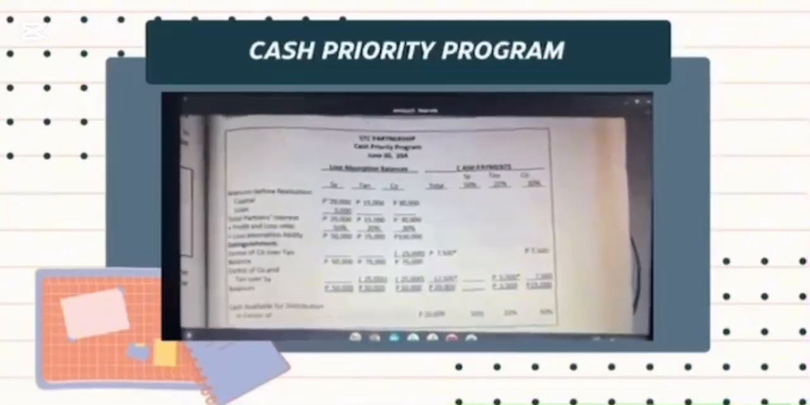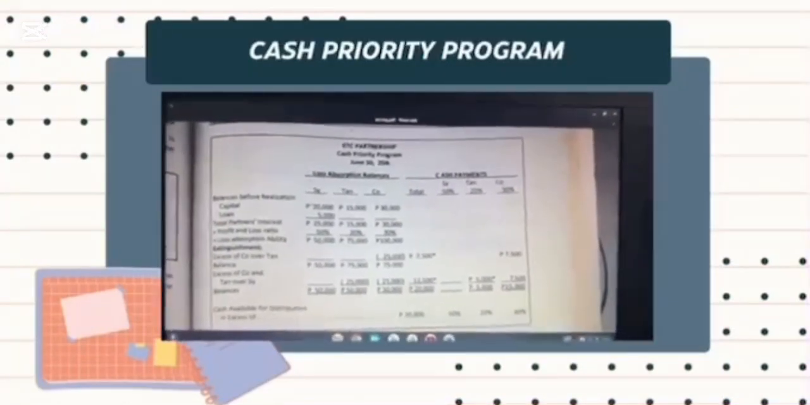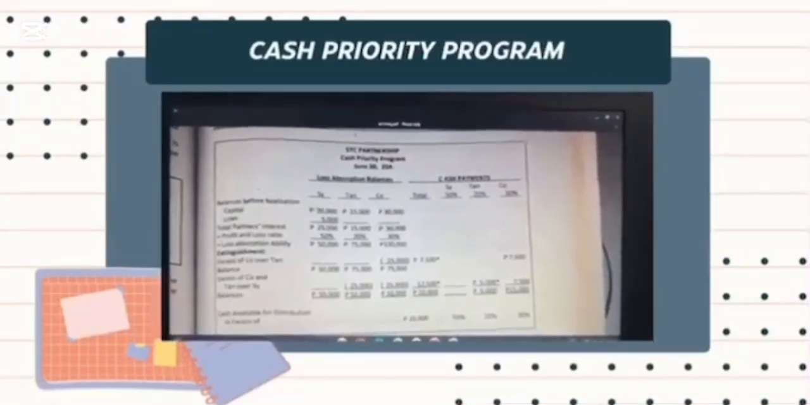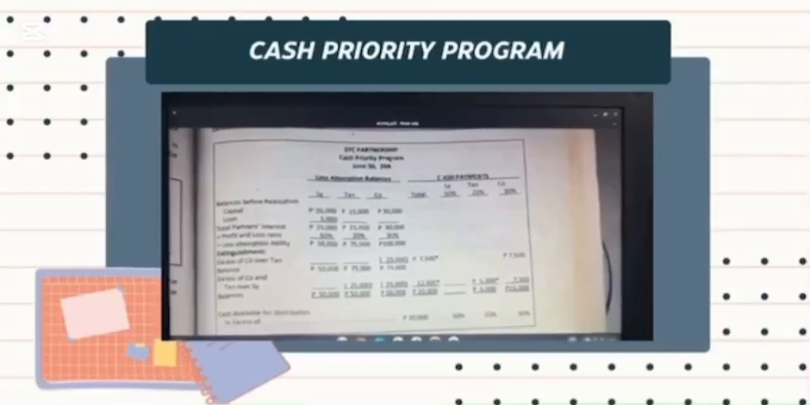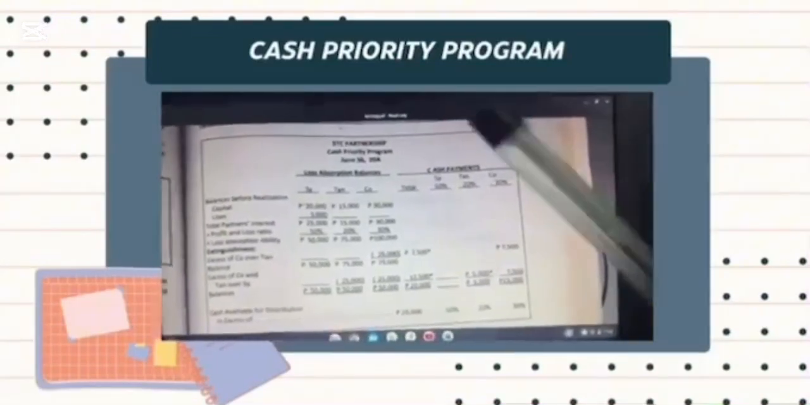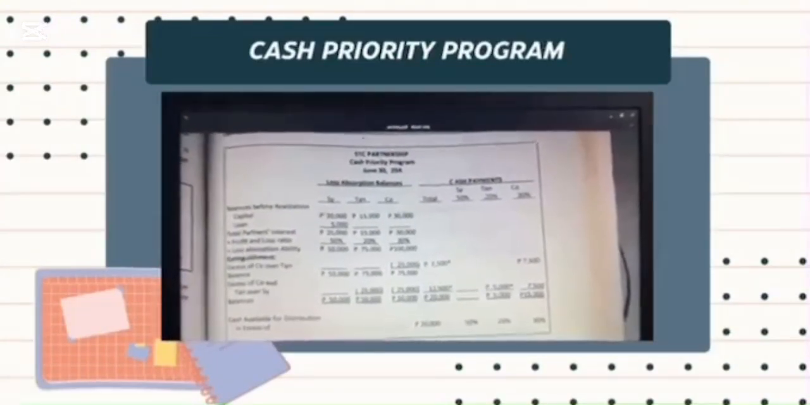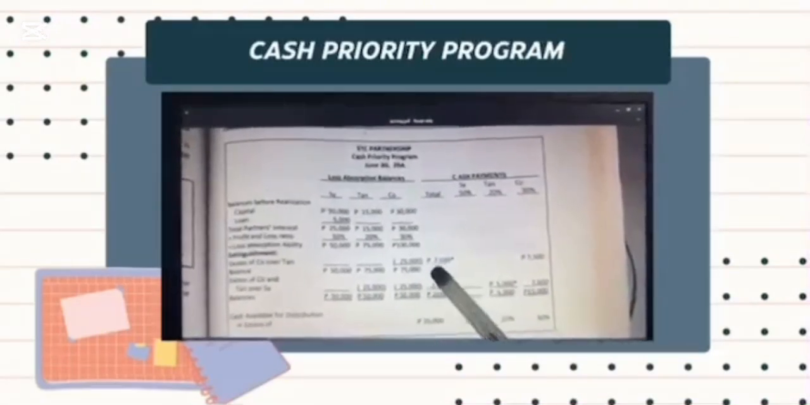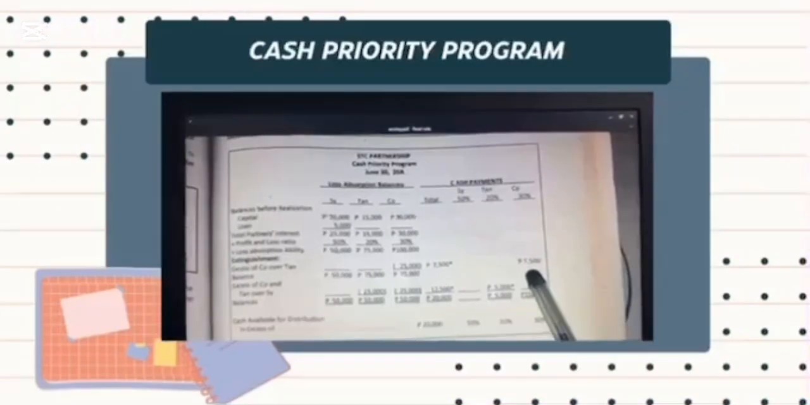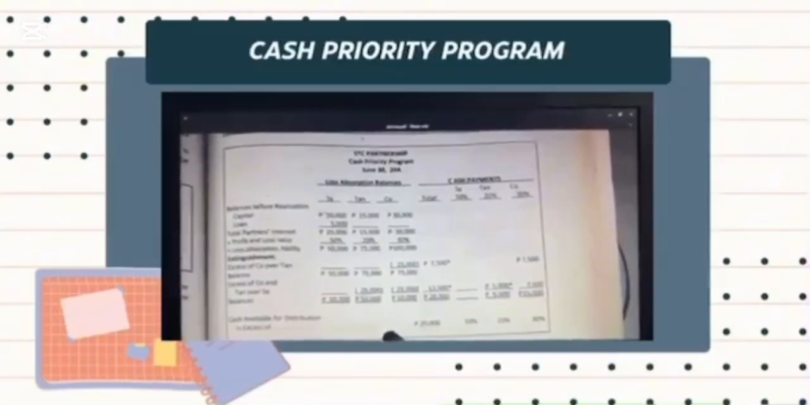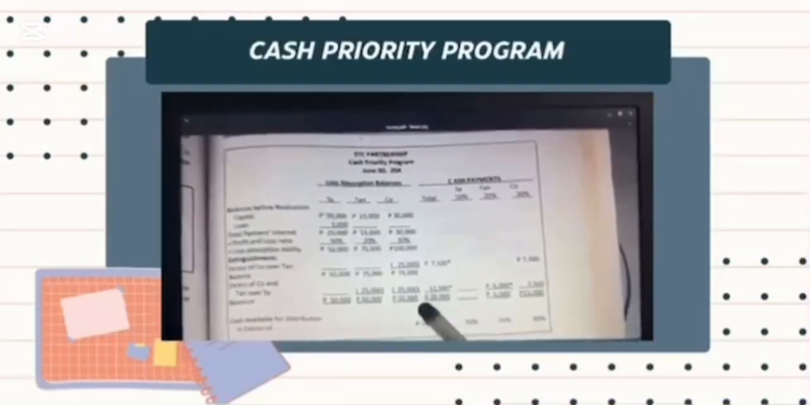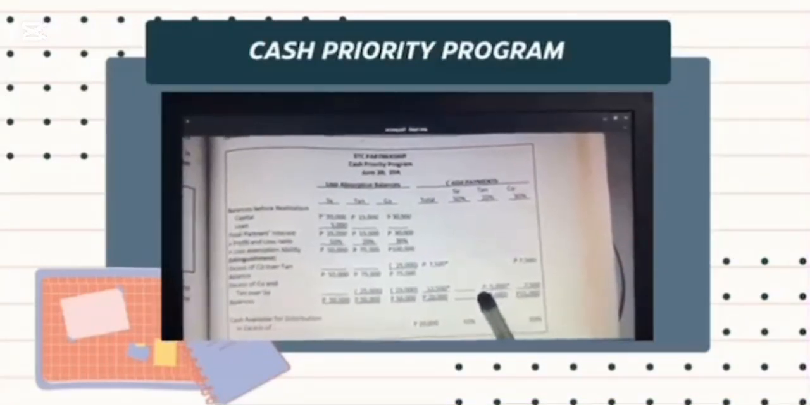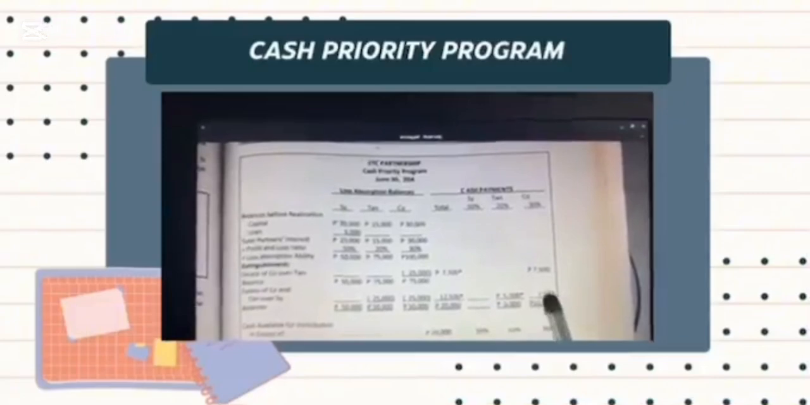So before the liquidation process takes place, the program tells us already who among the partners will be given priority over cash as it becomes available for distribution. So the first cash available of 7,500 should be given to Co. And the next cash available of 12,500, 5,000 is given to Tan, and 7,500 is given to Co.